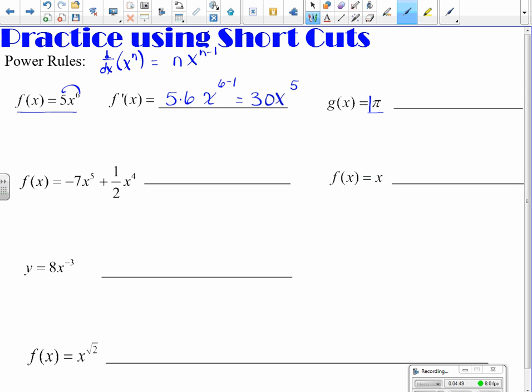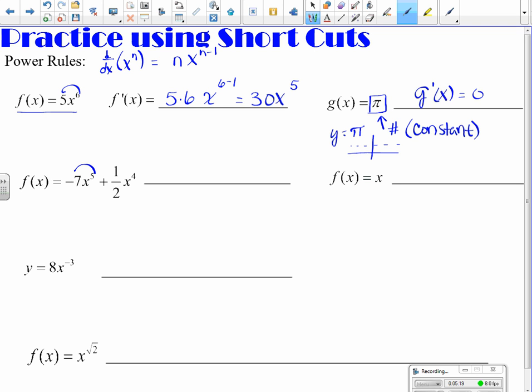Here, pi is shown, right? I've got this function g of x equals pi. Pi is really just a number, isn't it? We can think of it as a constant. And the derivative of a constant means that y equals pi is a horizontal line at the height of 3.14. This derivative, g prime of x, will turn out to be 0 because the horizontal line has a 0 slope.